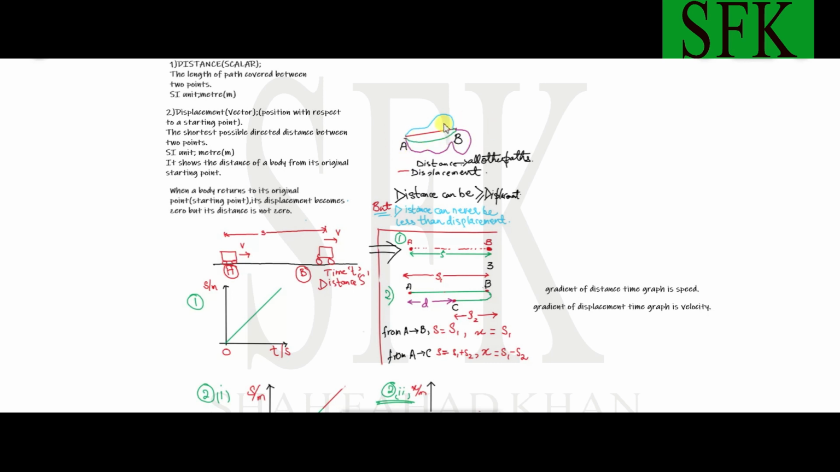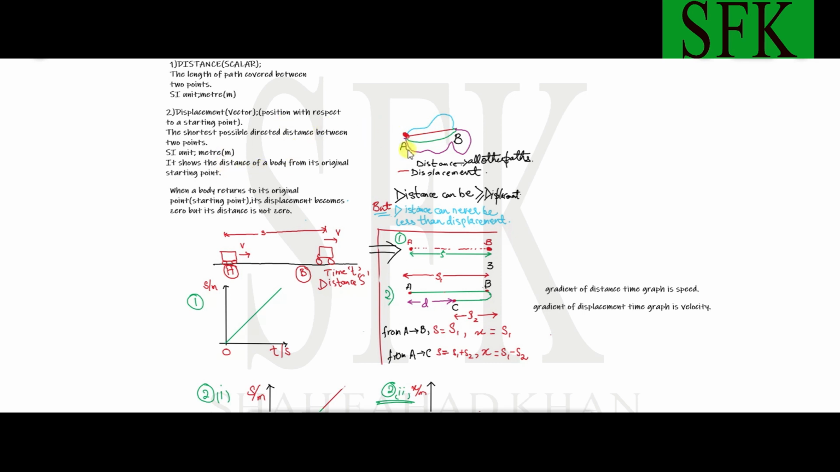So if we talk about A and B, the shortest possible distance is this red line, and if it has to represent the displacement, then it has to be represented with respect to a certain point. If I take A as my starting point, the shortest possible distance from A would be the displacement of B. If we talk about the displacement of B from A, this red line would be the displacement of B from A. So the shortest possible distance with respect to a starting point is the displacement. Its SI unit is meter. It shows the distance of a body from its original starting point only.